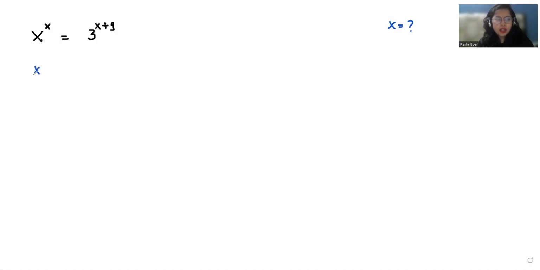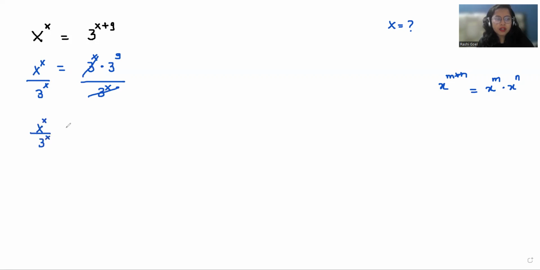So we can write this as x power x is equal to, now according to the exponent rule, x power m plus n, we can break it as x power m times x power n. So similarly, we can write here 3 power x times 3 power 9. Now I'm going to divide both sides by 3 power x. So here we can eliminate this. So x power x by 3 power x is equal to 3 power 9.